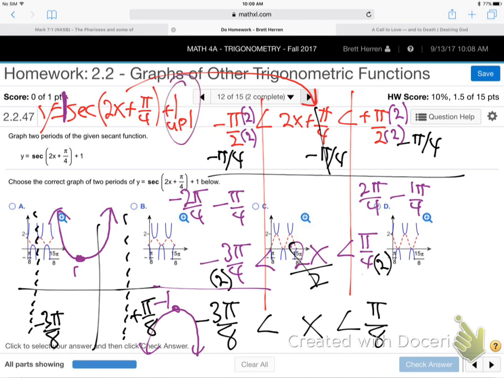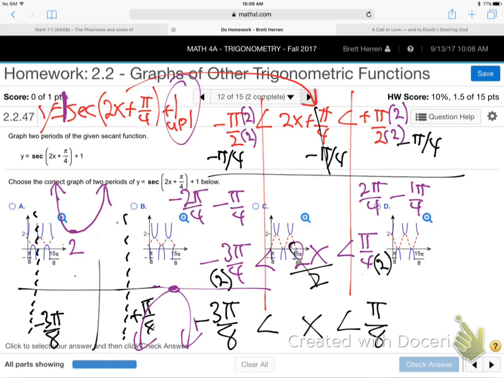But this +1 is going to move the entire graph up 1, isn't it? The whole graph's going up 1. So what does that mean? That means this guy will go up to 2, and this guy will go up to 0. Like that. That makes sense? They both moved up 1. The entire graph moved up 1. So there we go. I'm just going to leave it at that. Whichever of those graphs does that is the right answer. I think we'd make better use of our time doing more problems.